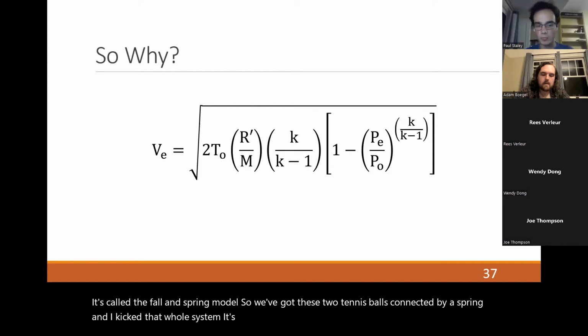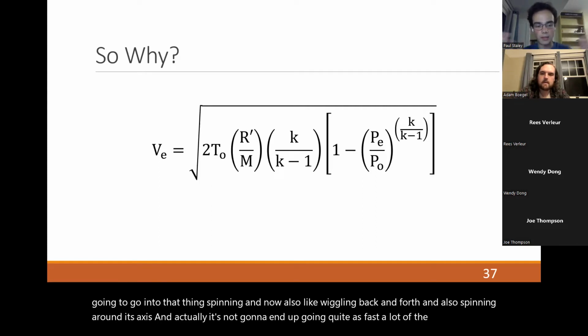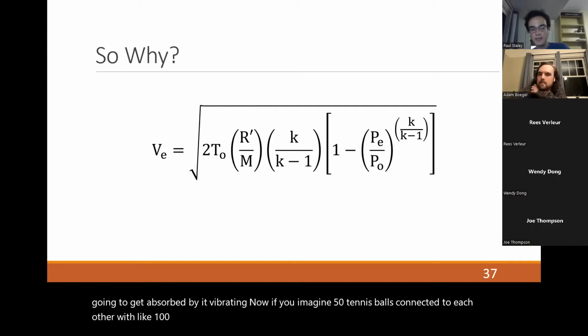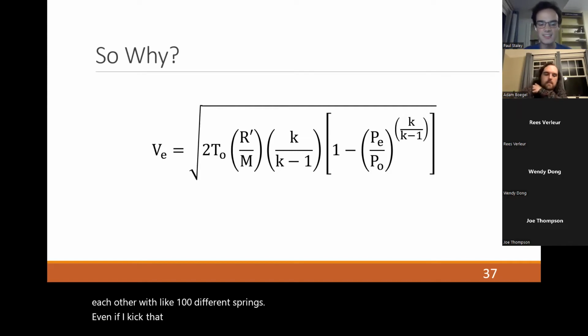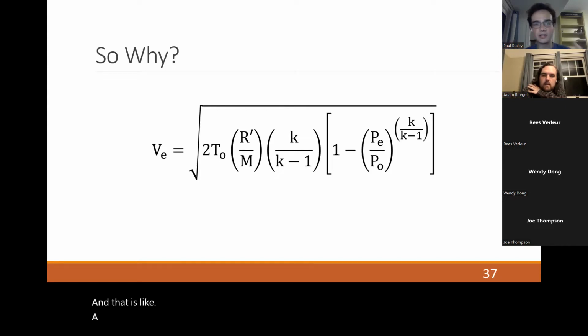It's going to speed up, but a lot of that energy I input into it is going to go into that thing spinning, and now also wiggling back and forth, and also spinning around its axis. And actually, it's not going to end up going quite as fast. A lot of the energy input is going to get absorbed by it vibrating. Now, if you imagine 50 tennis balls connected to each other with like 100 different springs, even if I kick that 50 times as hard, it's not going to go super fast, but it is going to bounce around a lot. And that is like a bizarrely literal, exact copy paste of what happens with molecules when a reaction puts energy into them.